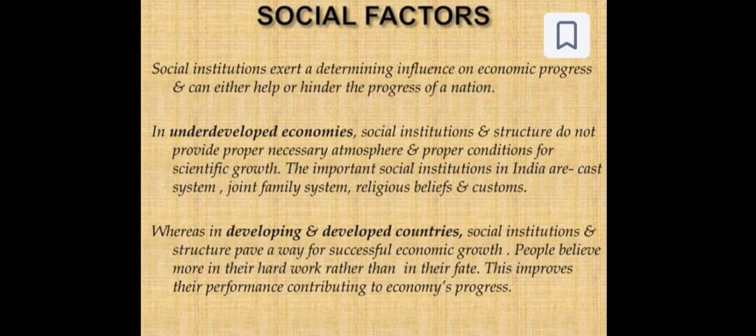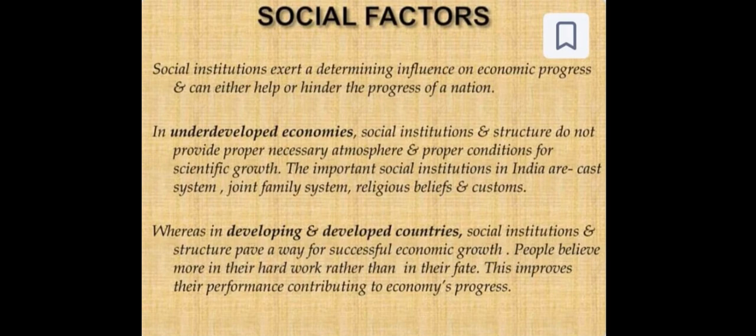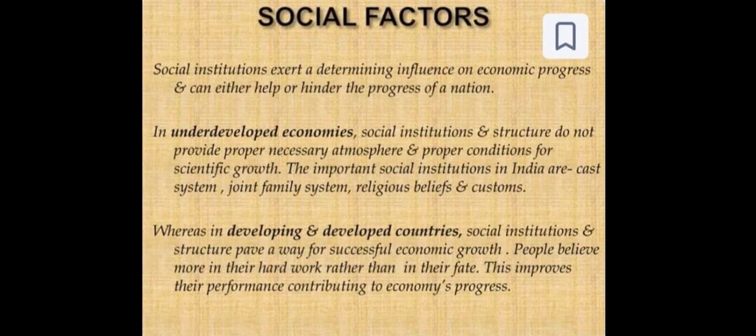Social institutions exert a determining influence on economic progress and can either help or hinder the progress of a nation. In underdeveloped countries, social institutions and structure do not provide the necessary atmosphere and proper conditions for scientific growth. The important social institutions in India are the caste system, joint family system, religious belief, and their customs.